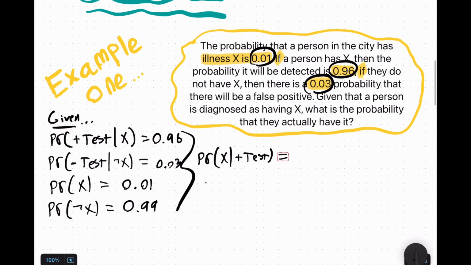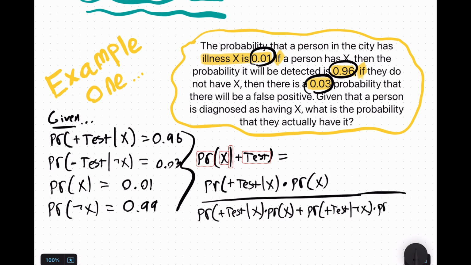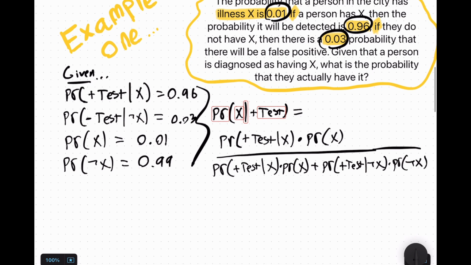Well, it's going to be equal to the probability of having a positive test given X times the probability of having X, divided by the probability of a positive test given X times the probability of having X, plus the probability of having that positive test given not having X times the probability of not having X.